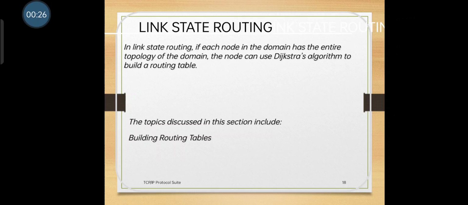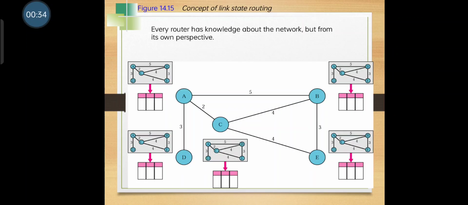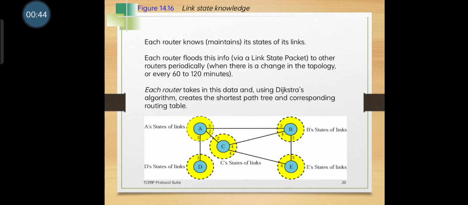So the topics here are how to build a routing table, and then how to flood the data packets. So this is the initial table. Each and every node will maintain a table, and every router has knowledge about the network from its own perspective. So here we will be disseminating a packet called the LSP, that is the link state packet. Each router floods this information, in the form of an LSP, out to the nodes periodically or when there is a change in the topology.